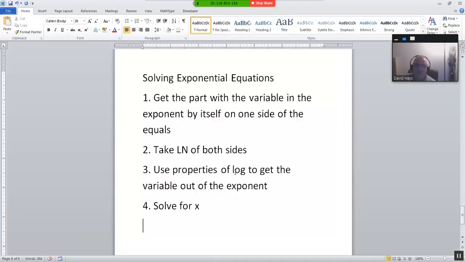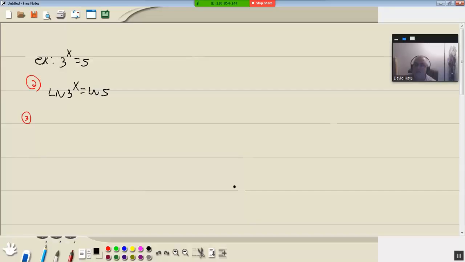Step 3. Use properties of logs to get a variable out of the exponent. Well, from the previous section, we said if you have log of something to a power, you can take the power and put it out in front of the log. So this becomes x natural log of 3 is equal to natural log of 5. And then step 4 is to solve for x. Well, it's kind of bizarre looking, but natural log of 3 is just a number. So we're going to divide both sides by natural log of 3.